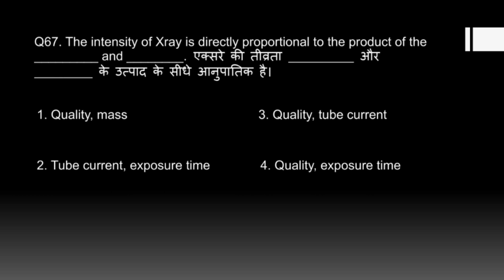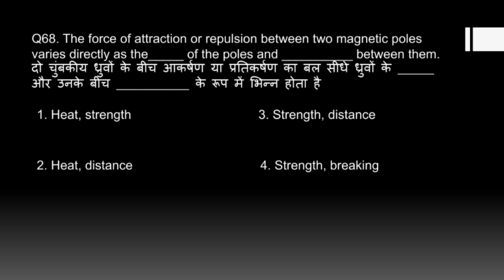When you increase the tube current, it also increases the X-ray intensity itself. Question number 68. The force of attraction or repulsion between two magnetic poles varies directly as the what of the poles and what between them? Options are: heat and strength; option 2 is heat and distance; option 3 is strength and distance; and option 4 is strength and breaking. So the right answer is strength, which is basically the force of attraction or repulsion between two poles, and the distance between them. So the right answer is option number 3, strength and distance.